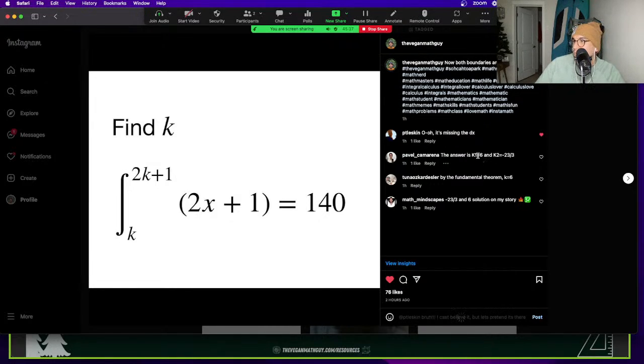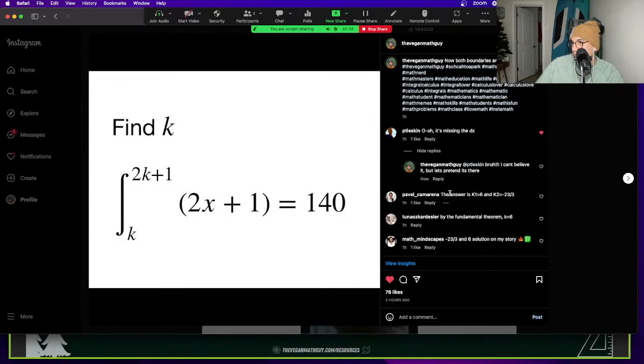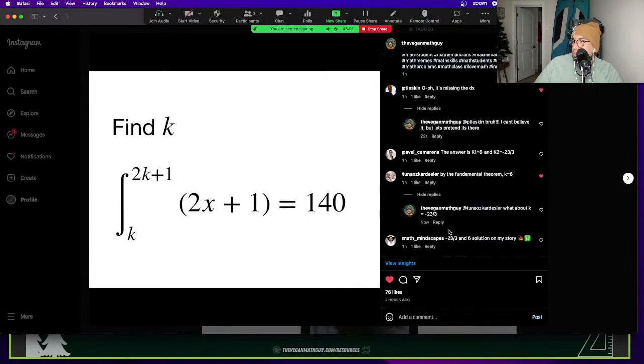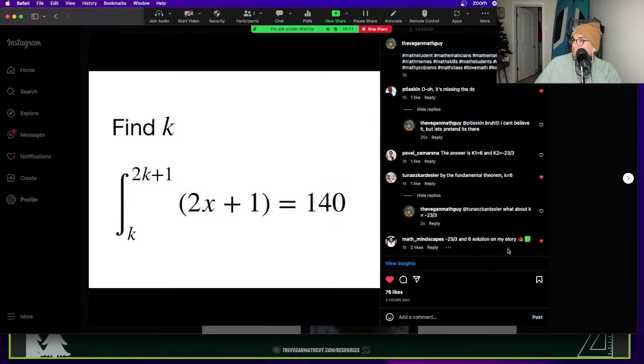The answer is, so k is equal to, this one Pavel said it's 6 or negative 23 over 3. And here we go. By the fundamental theorem, k is equal to 6. Let's see. What about k equals 23 over 3? So let's see. I love these discussions. Some people get really adamant that it has to be one way, but math is just about having fun with it. And then shout out to Math Mindscapes for having the answers.